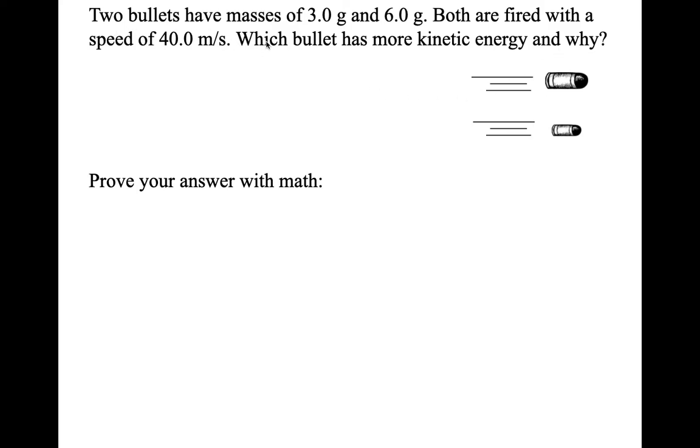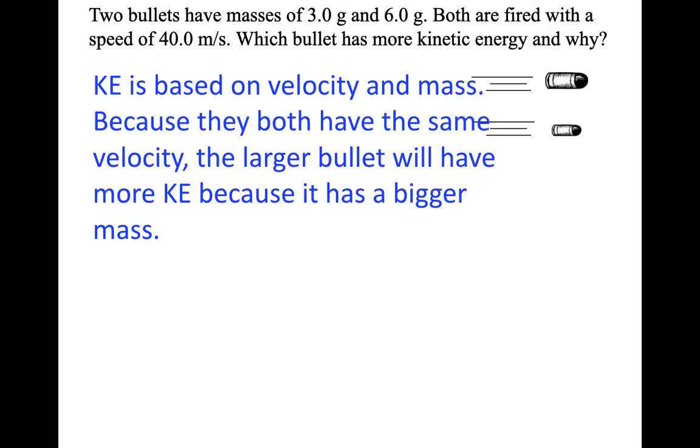So imagine we have two bullets. One has a mass of 3 grams, this one right here. Another one has a mass of 6 grams. Both are fired with the speed of 40 meters per second. Which bullet has more kinetic energy and why? So what I said is that the kinetic energy is based on velocity and mass, right? It's 1/2 mv squared. Because they both have the same velocity, the larger bullet will have more kinetic energy because it has a bigger mass. Now, we're going to prove this with math.